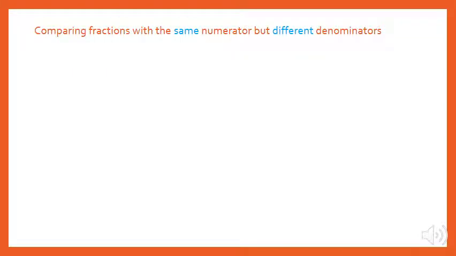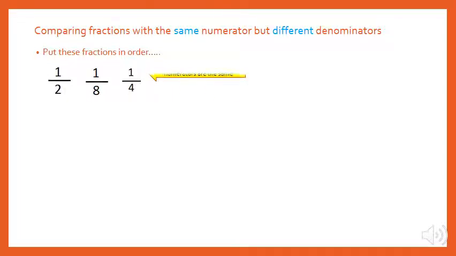The other situation is comparing fractions with the same numerator but different denominators. Let's see. Put these fractions in order. You have 1/2, 1/8, and then 1/4. As you see, all of them have the same numerators, 1, 1, 1. And the denominators here are different.